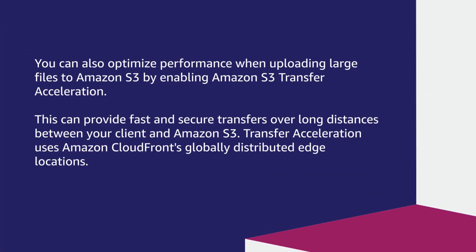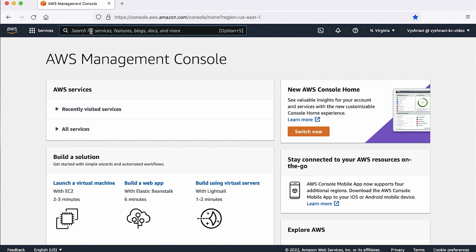You can also optimize performance when uploading large files to Amazon S3 by enabling Amazon S3 Transfer Acceleration. This can provide fast and secure transfers over long distances between your client and Amazon S3. Transfer Acceleration uses Amazon CloudFront's globally distributed edge locations to enable transfer acceleration for an S3 bucket via S3 console.